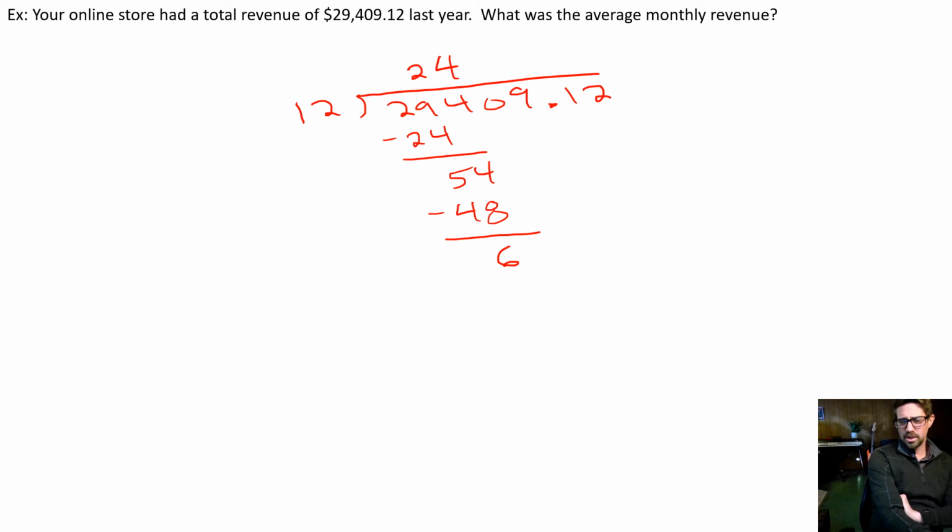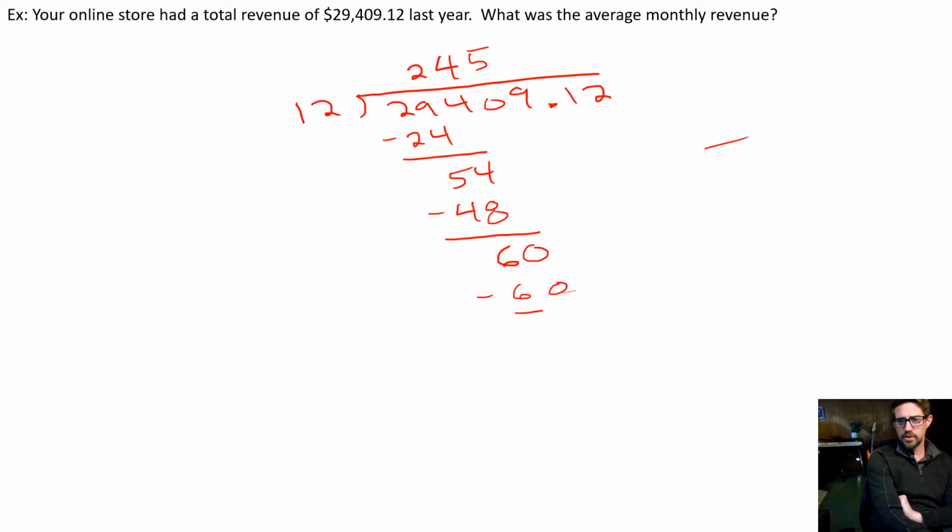You could certainly use borrowing to figure that out, or maybe just think about it for a second. 54 minus 48 is 6. All right, carry down the next digit, a 0. Wouldn't you know it? 12 goes into 60 exactly 5 times. Sorry, sometimes I lose my cursor. 5 times 12 is 60. I'm sorry, I didn't carry down the 0. There's the 0 coming down. And we did 12 times 5, so that's 60.